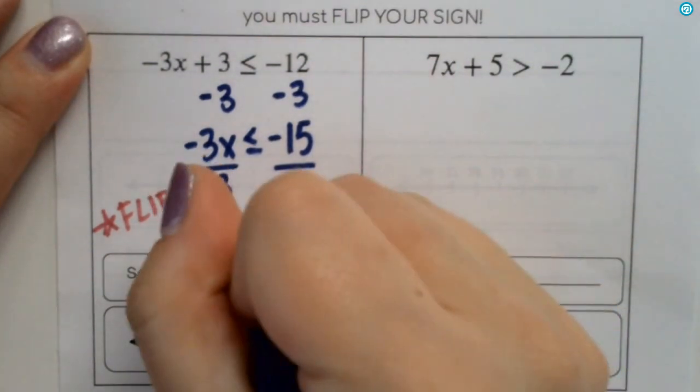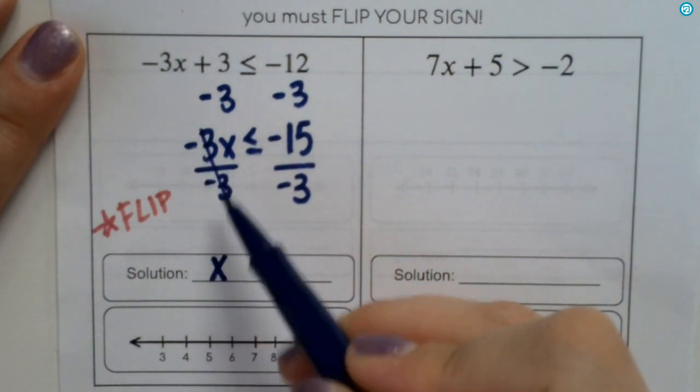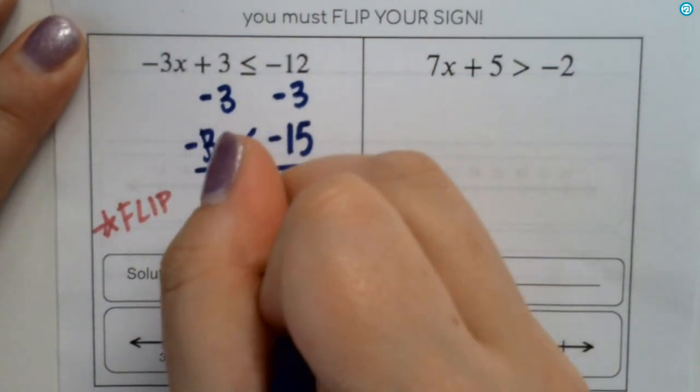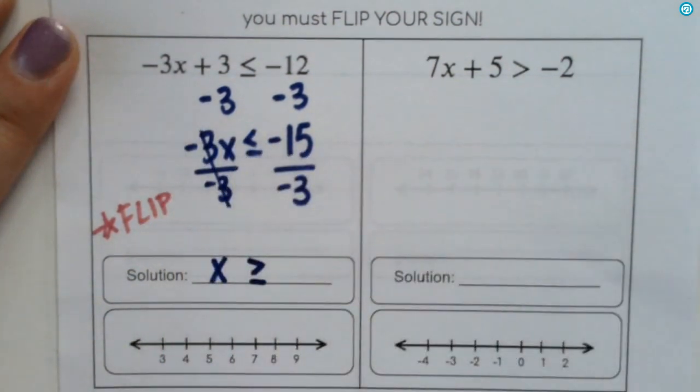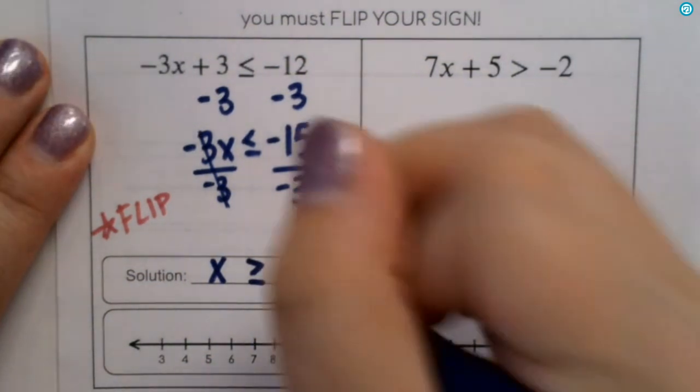So now I'm going to have x by itself, because my negative 3 is canceled, if you divide by a negative or multiply by a negative. So I divided by a negative here. So then I flip my sign. Instead of having a less than or equal to sign, I now have a greater than or equal to sign. And then we've got negative 15 over negative 3, which is positive 5.